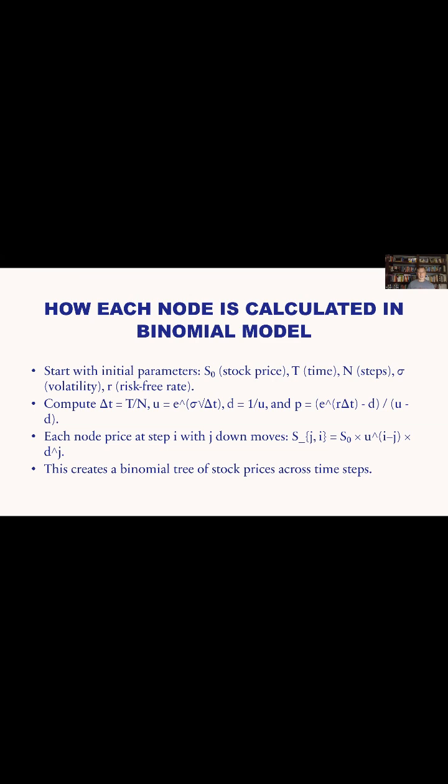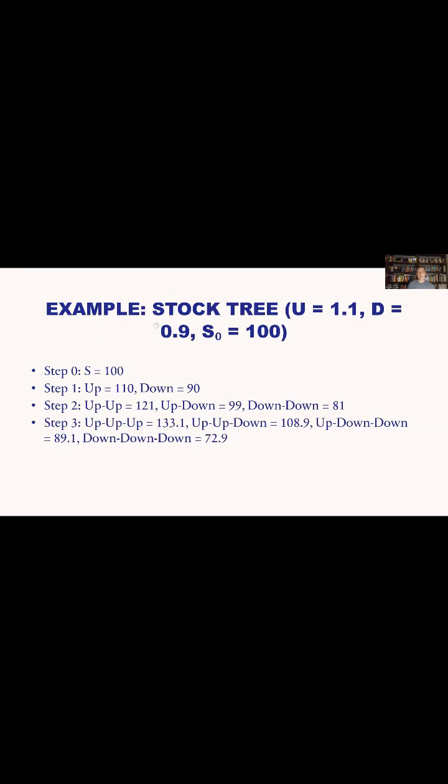For each forward node, you calculate its price based on the U and the D, and that's what you see in the equation in the third bullet. Let me just show you quickly what that looks like. Let's say we've got a U of 1.1, a D of 0.9, and an initial price of 100. S0 is actually the initial price, not the strike price.